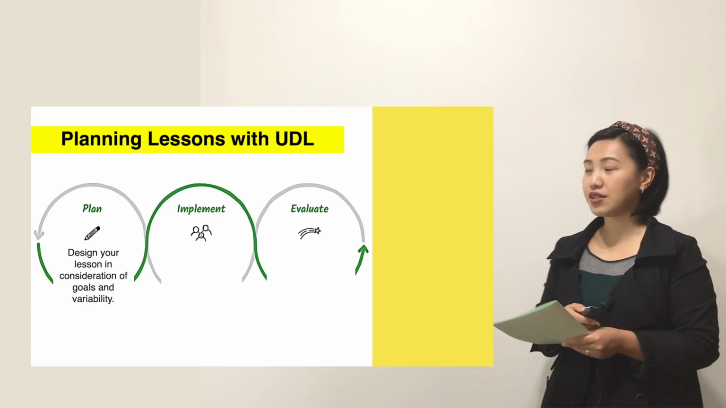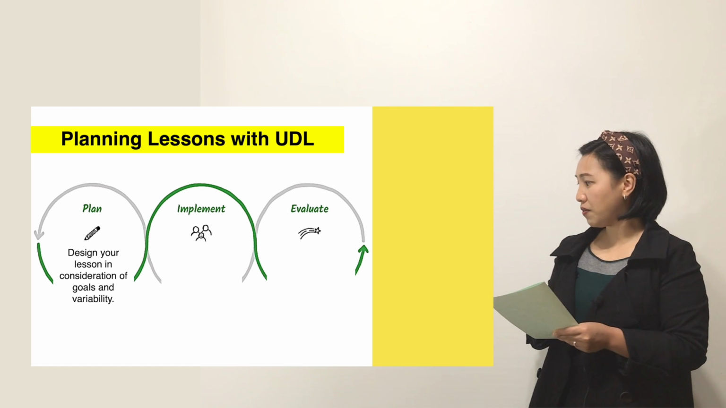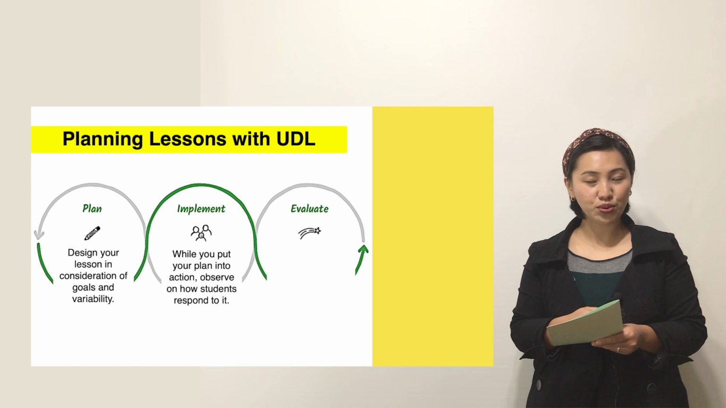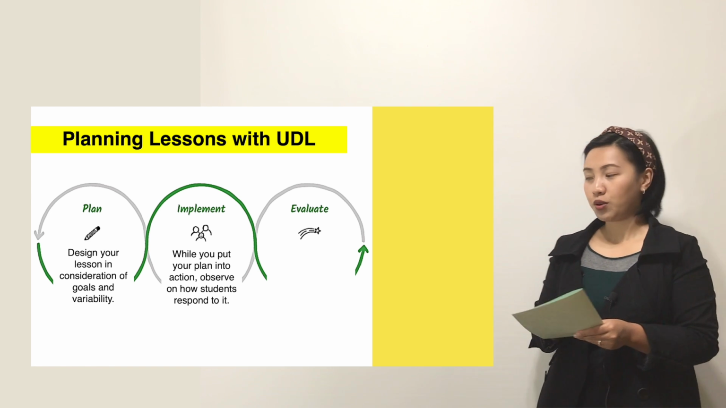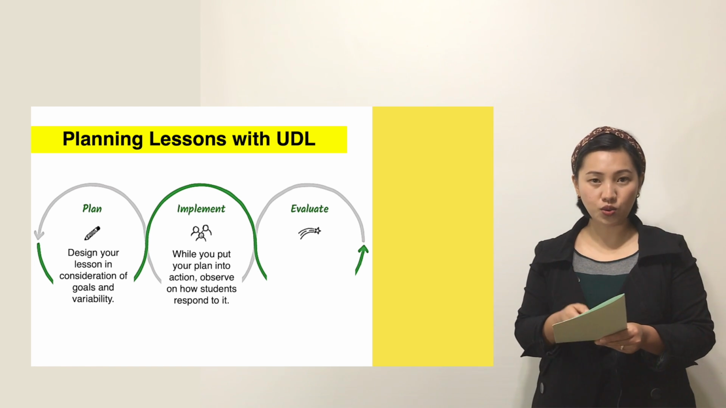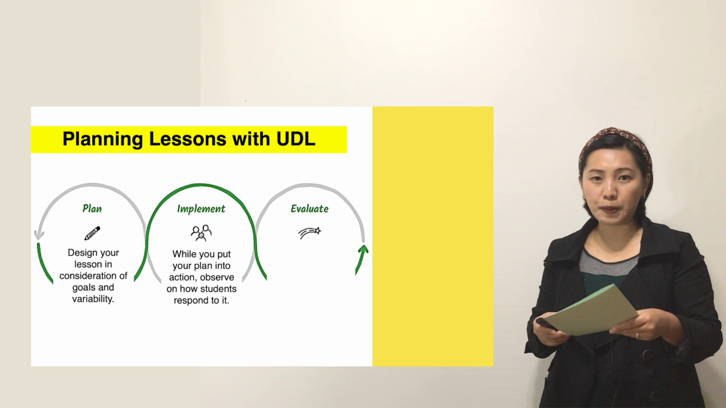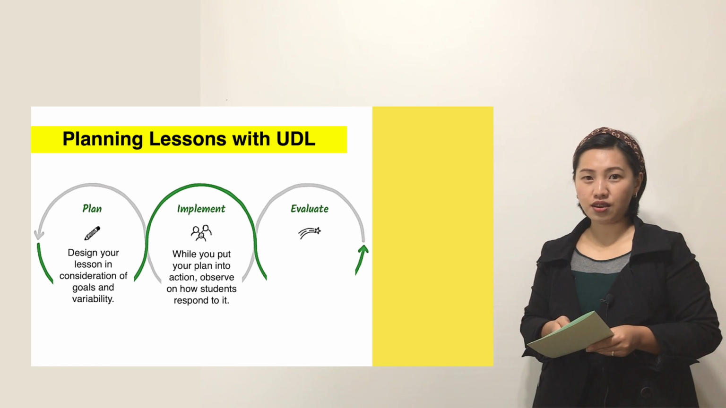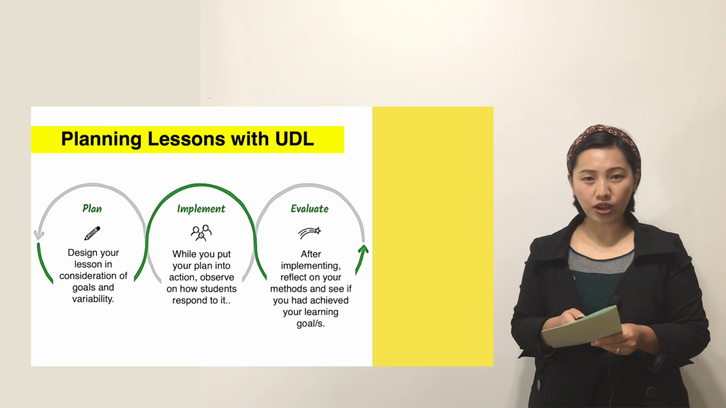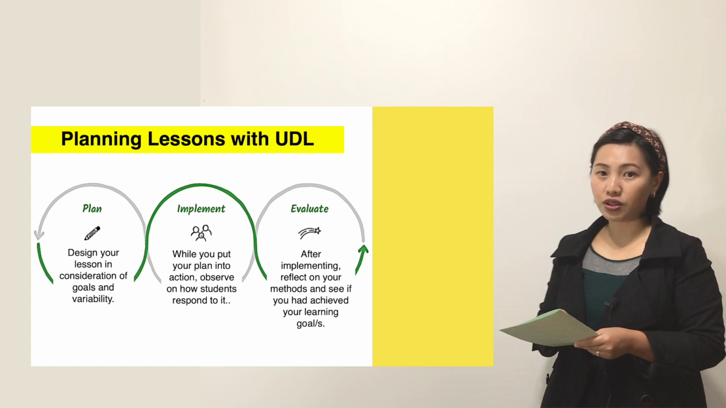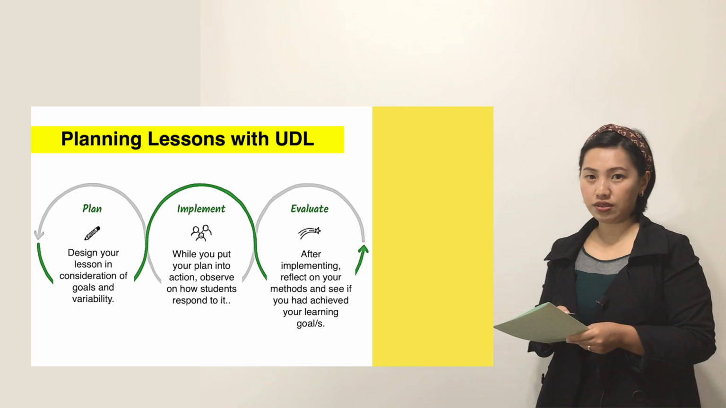Let's review. Step 1 is plan or design your lesson in consideration of goals and variability. Step 2, implement or do it. Put it into action. While you put your plan into action, observe how students respond to it. How do they respond to the strategies? Were they happy that they were given several choices? Or do they prefer just one method? Lastly, evaluate. After implementing, reflect on your methods and see if you had achieved your learning goals.